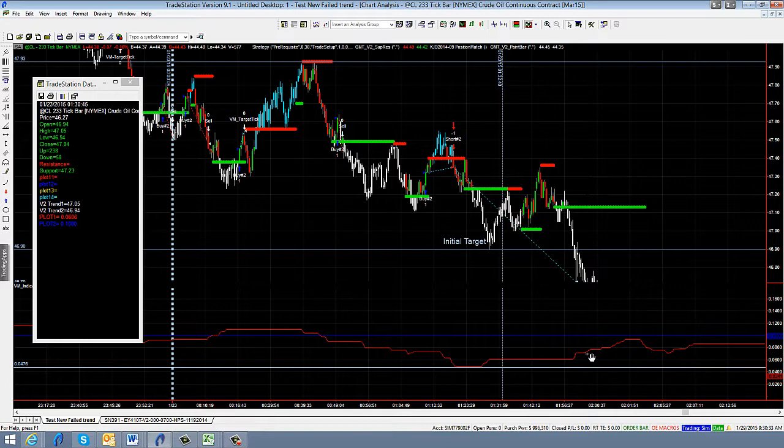In the next video, I'm going to talk about how we use this indicator as a stop, a target, and a filter for taking trades. We're going to get right into how we actually use the indicator to take our trade setups.